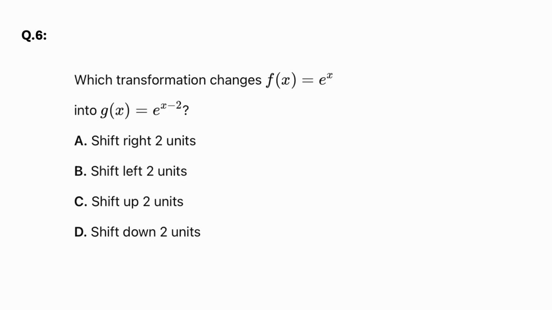One more. Which transformation changes f(x) equal to e to the power x to g(x) equal to e to the power of x minus 2? You have to find again from these 4 choices. Try yourself and I will show you the answer at the end.